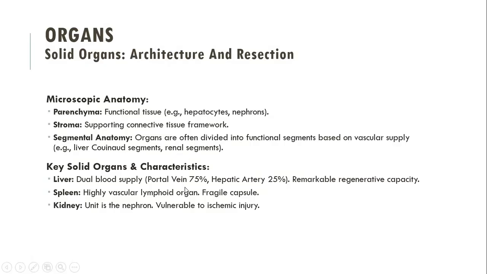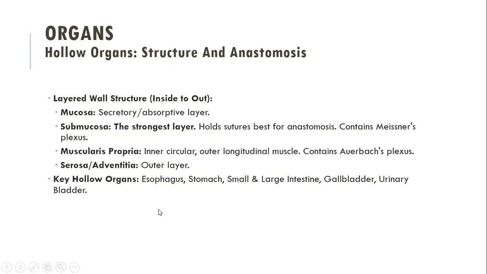Key solid organs and characteristics. The key organs in the body are, first, the liver. It has a dual blood supply, portal vein 75% and hepatic artery 25%, and the liver has a remarkable regenerative capacity. The spleen is a highly vascular lymphoid organ, and it has a fragile capsule. The kidney has the nephron, and they are usually vulnerable to ischemic injury. Then you have the hollow organs, and they are basically layered wall structures from inside to out.